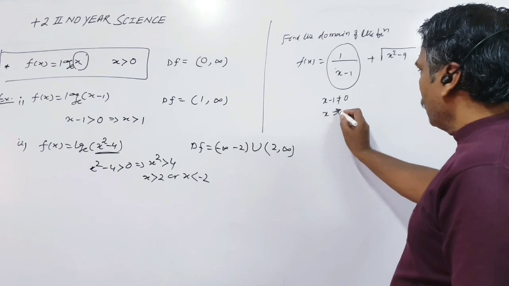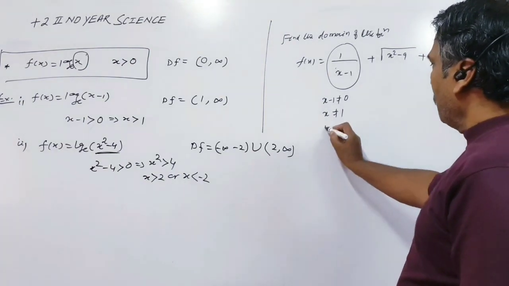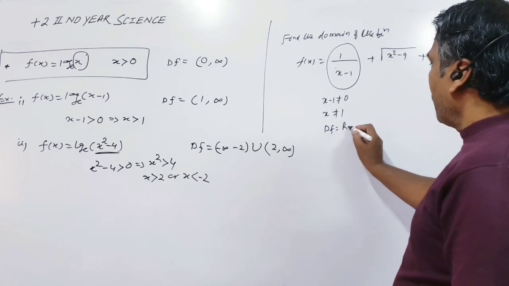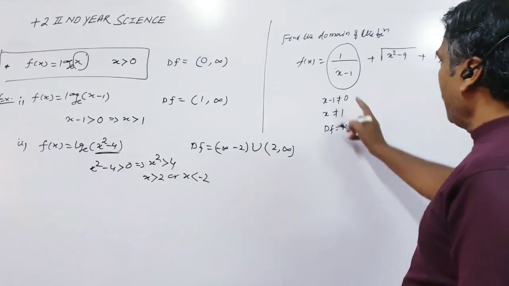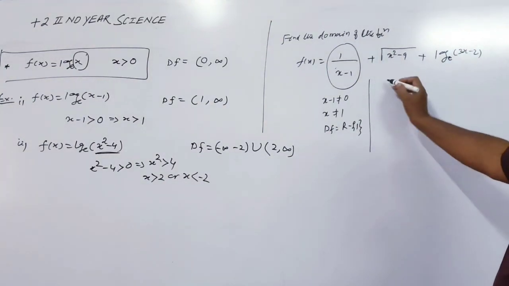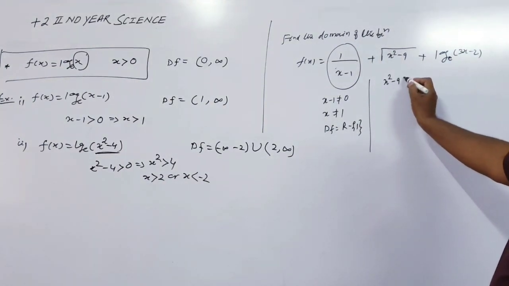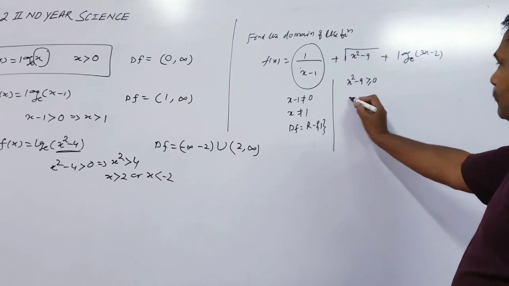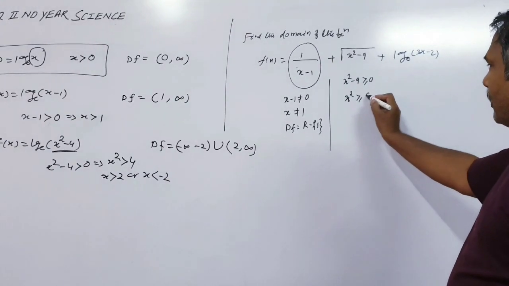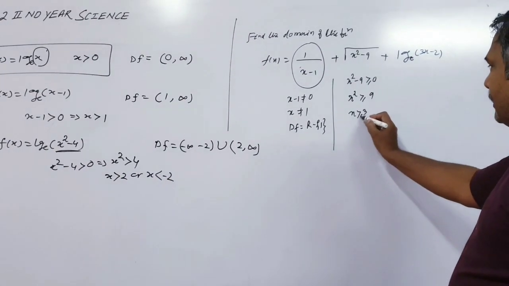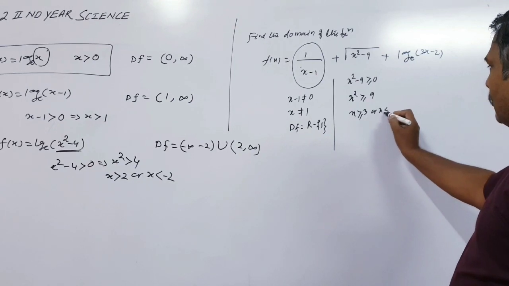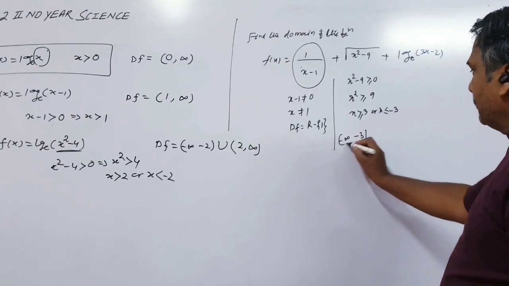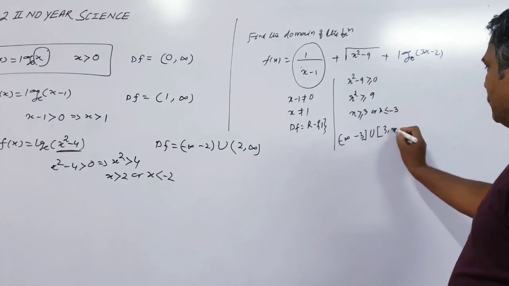So x is not equal to 1. This is a, so the domain of the function here, the first one, is the real numbers but not 1. Now in this case, x square minus 9 is greater than or equal to 0. This is the first case, this is the second case. So x square is greater than or equal to 9. x is greater than or equal to 3, or x is less than or equal to minus 3. So from minus infinity up to minus 3, union 3 to infinity.